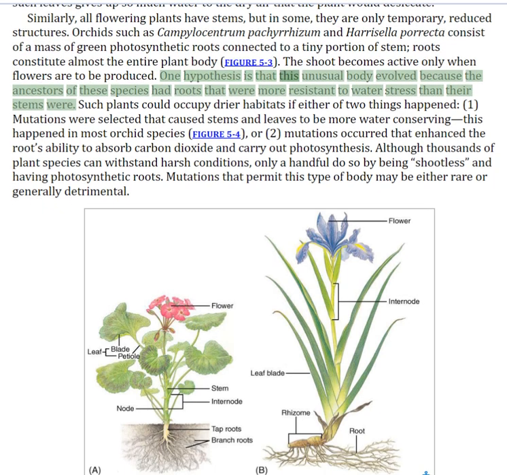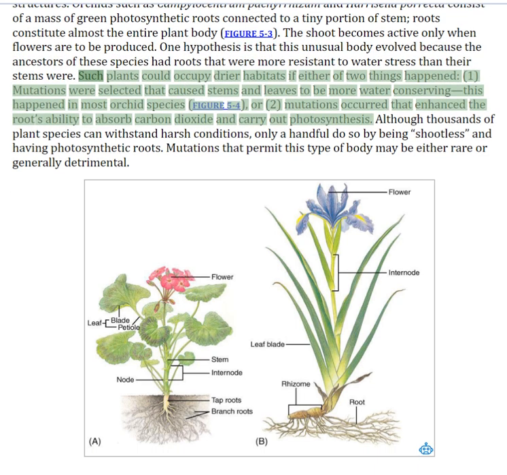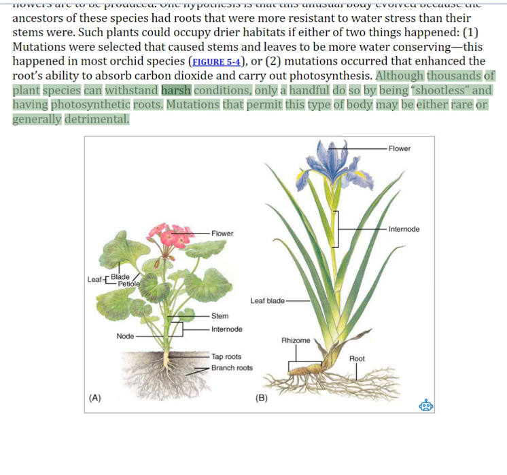One hypothesis is that this unusual body evolved because the ancestors of these species had roots that were more resistant to water stress than their stems were. Such plants could occupy drier habitats if either of two things happened. Mutations were selected that caused stems and leaves to be more water-conserving. This happened in most orchid species. Or mutations occurred that enhanced the root's ability to absorb carbon dioxide and carry out photosynthesis. Although thousands of plant species can withstand harsh conditions, only a handful do so by being shootless and having photosynthetic roots. Mutations that permit this type of body may be either rare or generally detrimental.